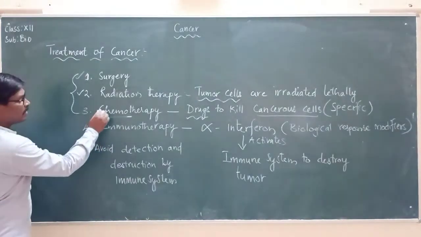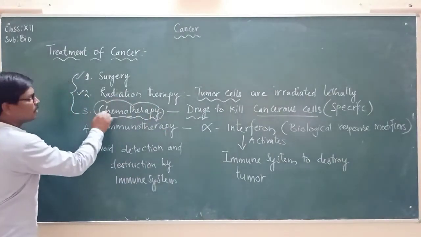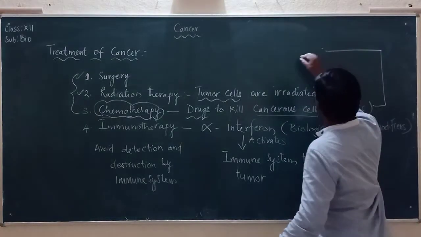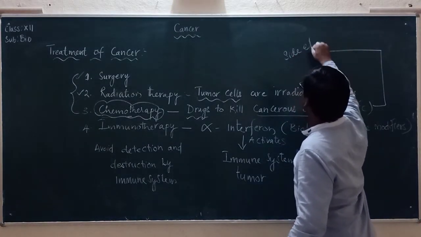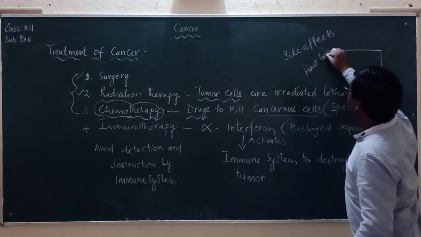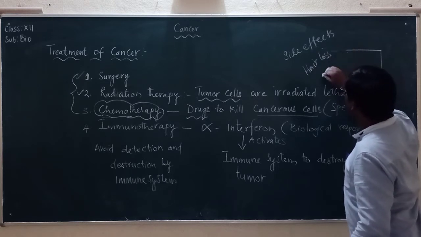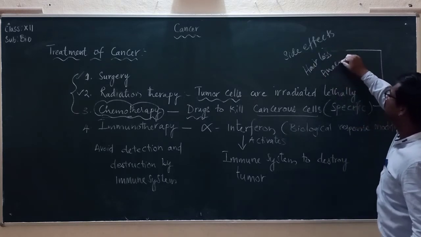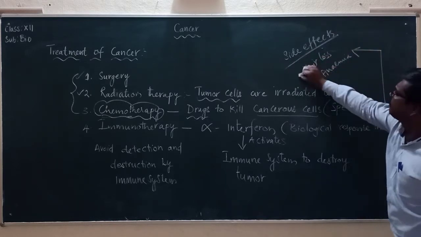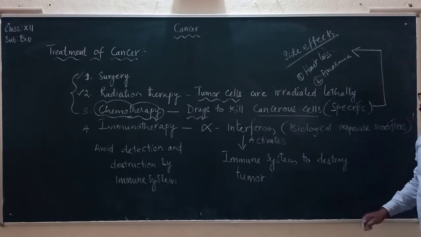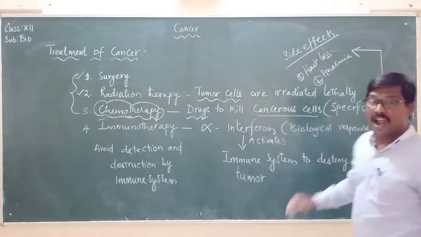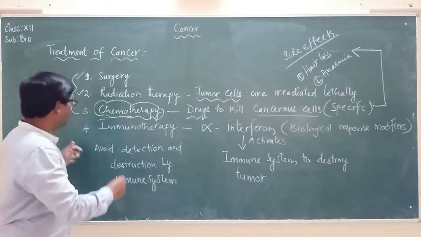And moreover, please remember, when a cancerous person goes for chemotherapy, there are side effects. They may show hair loss, and it may even lead to anemia also. So these are two side effects for a person who is going for chemotherapy. Please remember that. And now another one is immunotherapy.